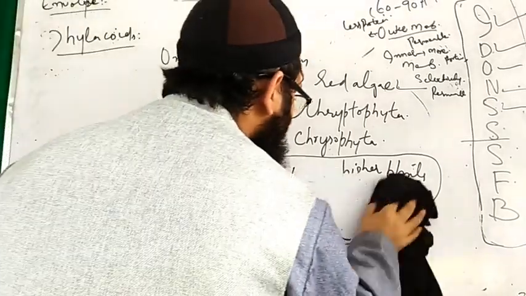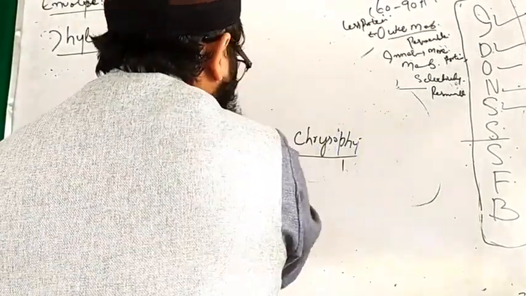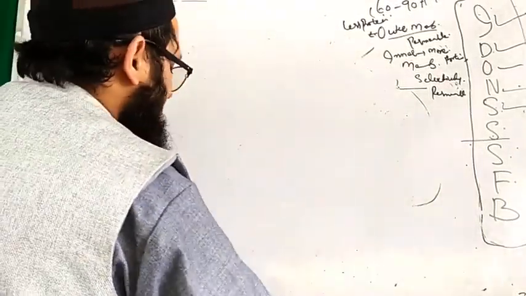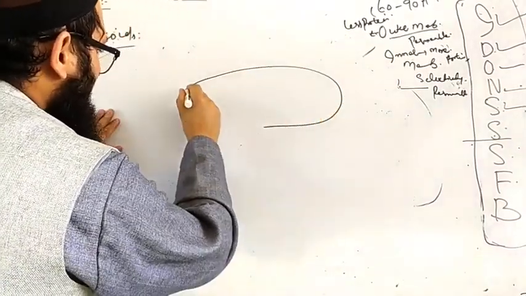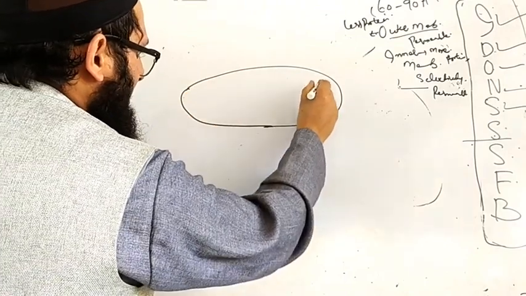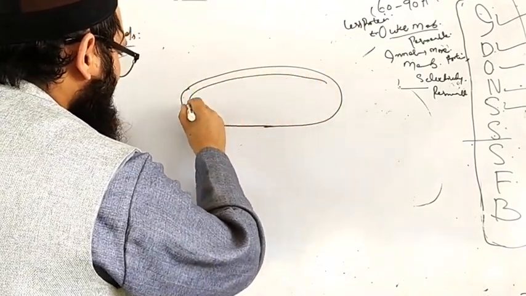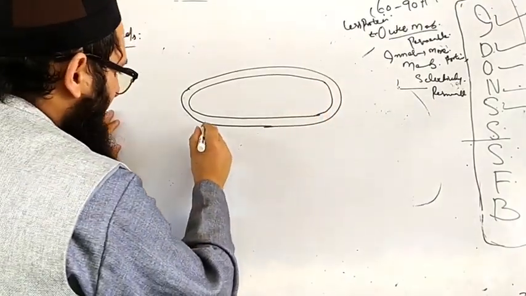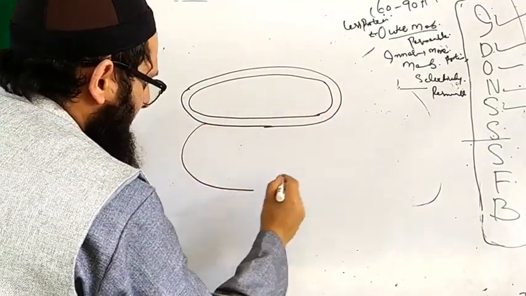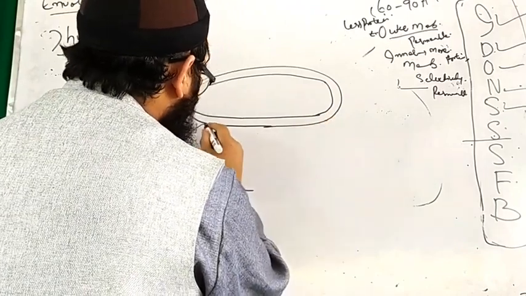Okay, let's see what is present in these grana, in these thylakoids. Let's make a thylakoid. We got a thylakoid over here. Okay, it is stacked upon another thylakoid.